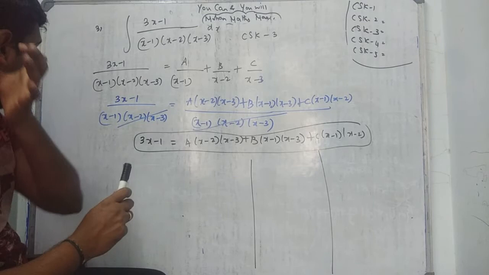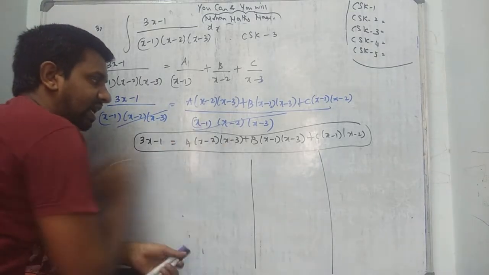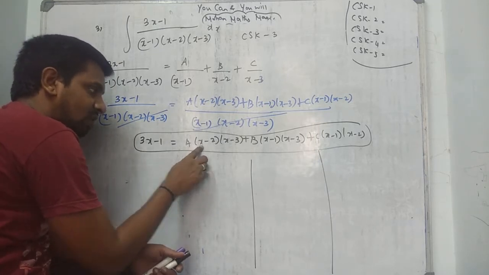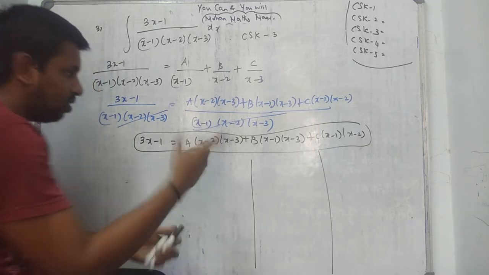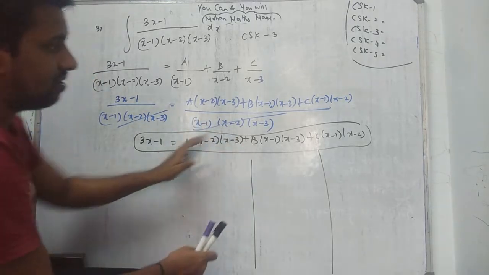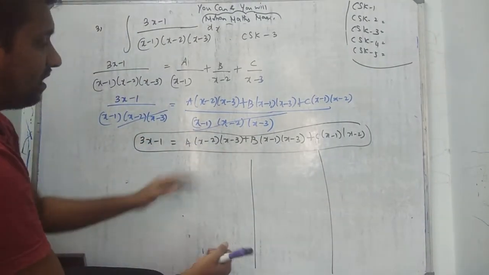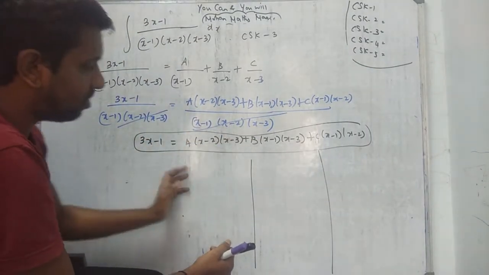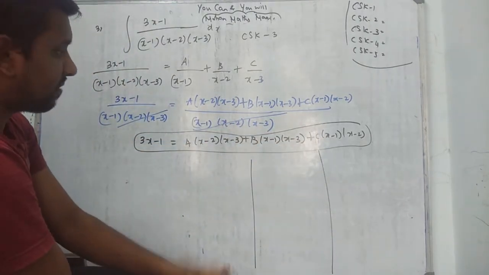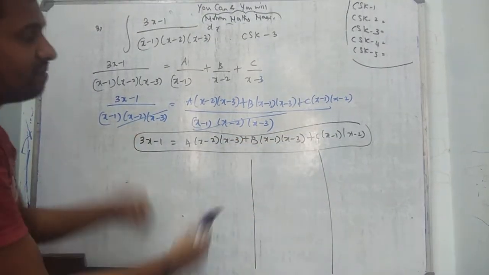What's the shortcut? Method 1 is easy. I need to eliminate A. In place of x, which number will I put? Either x equal to 2 or x equal to 3, your choice. If I put x equal to 2, this entire term will become 0 and this entire term will become 0, so I will get the B value. Then if you put x equal to 3, A value is 0, B value is 0, I will get the C value. Am I clear? If I put x equal to 1, this will become 0 and this will become 0, I will get the A value.